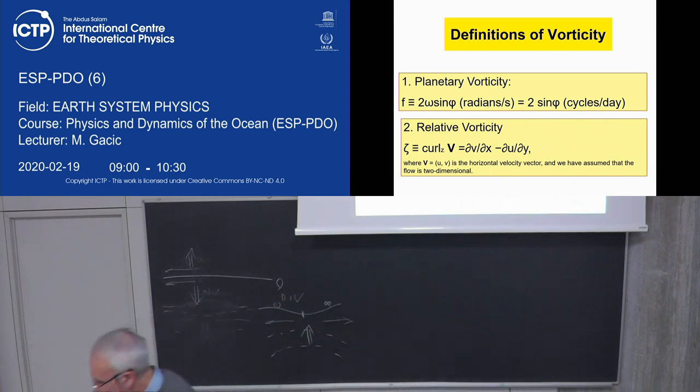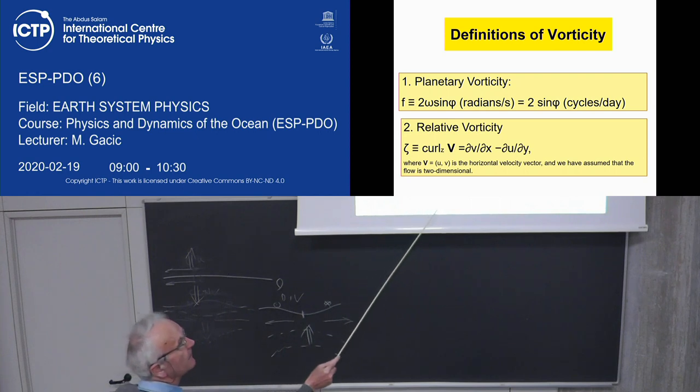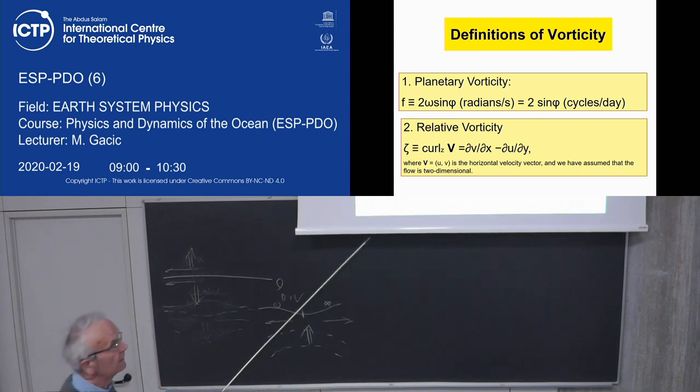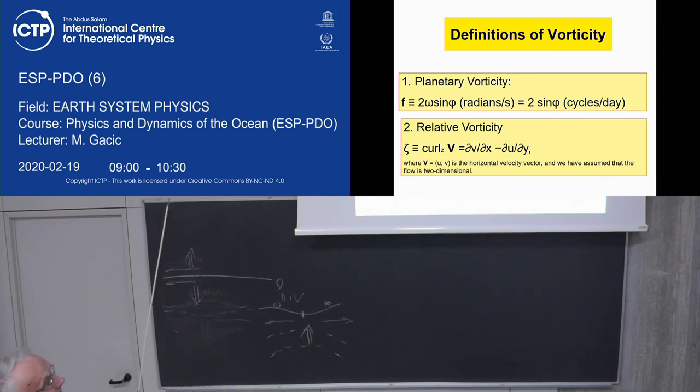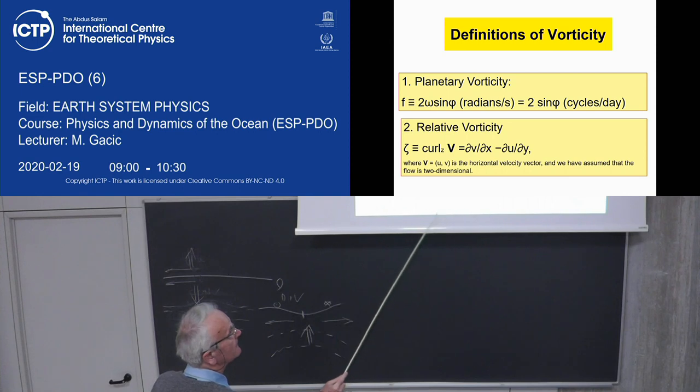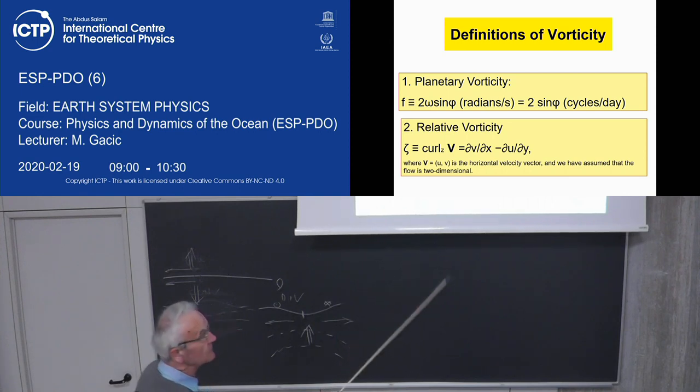Relative vorticity is defined as a vector, the curl of the velocity, which is dv/dx minus du/dy, and it's two-dimensional, but its direction is perpendicular to the horizontal plane. And so it gives practically the horizontal shear of the velocity.